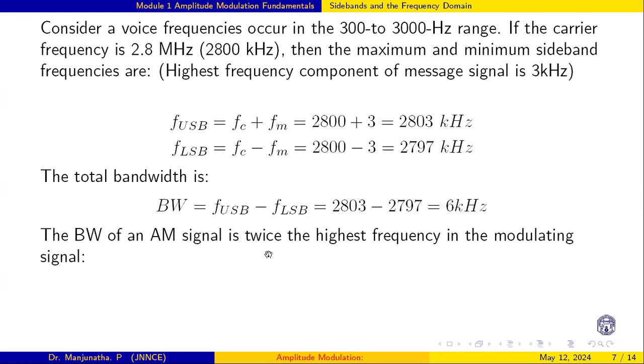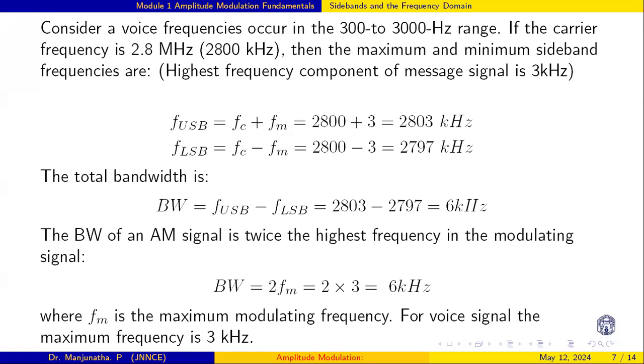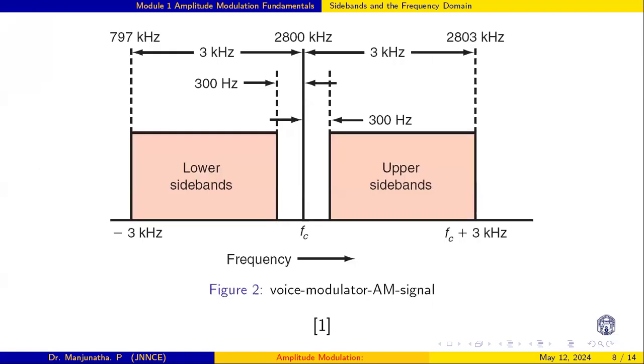And also, in AM, bandwidth is simply twice the message signal frequency. What is the highest frequency? 3 kilohertz. So 2 into 3, 6 kilohertz. In this way also we can calculate. And this we can show graphically like this.